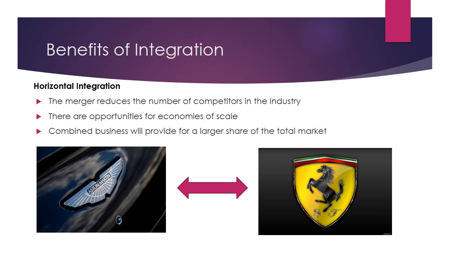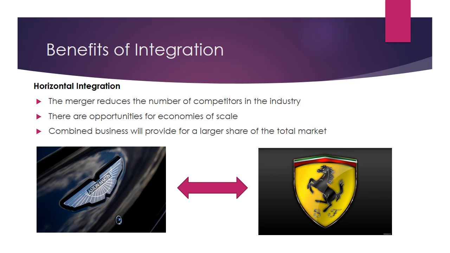So the benefits of integration. Horizontal integration allows the merger to reduce the number of competitors in the industry. So say Ferrari took over Aston Martin or Aston Martin took over Ferrari. What would essentially happen is one business takes over the market share of the other. This allows for opportunities of economies of scale. Economies of scale is the cost savings that arise due to a business increasing its scale of operations.